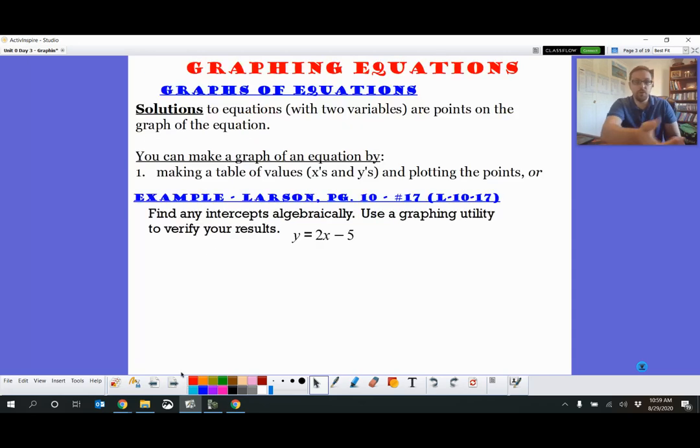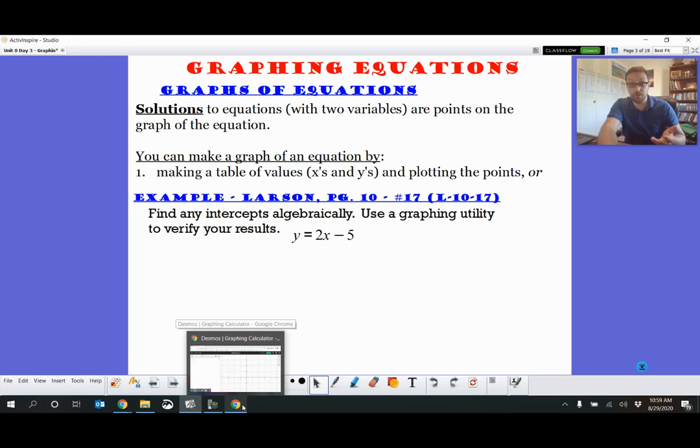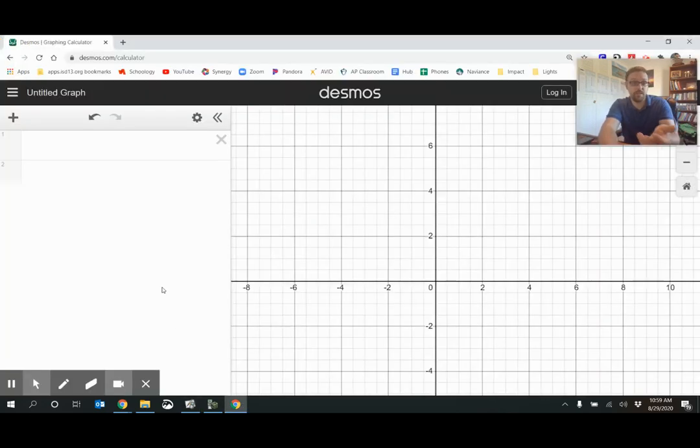So this first one, we need to find any intercepts algebraically and then use a graphing utility to verify. So graphing utility includes Desmos. So I'm going to show you how to do this on Desmos. It's real easy. You pull up desmos.com calculator. You can even log in if you want so that you can pull up your old graphs. All you got to do is just type it in.